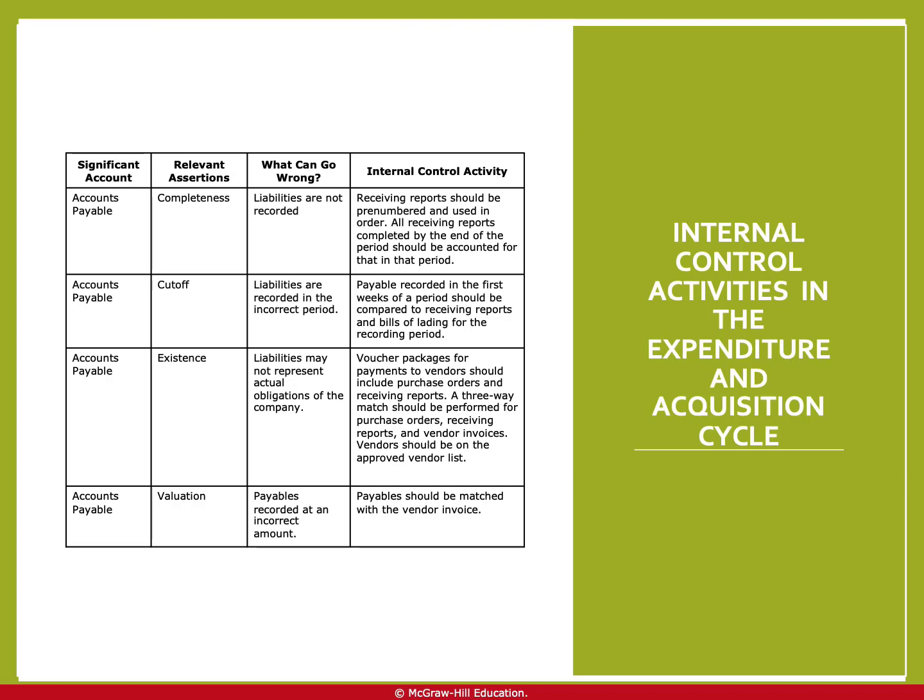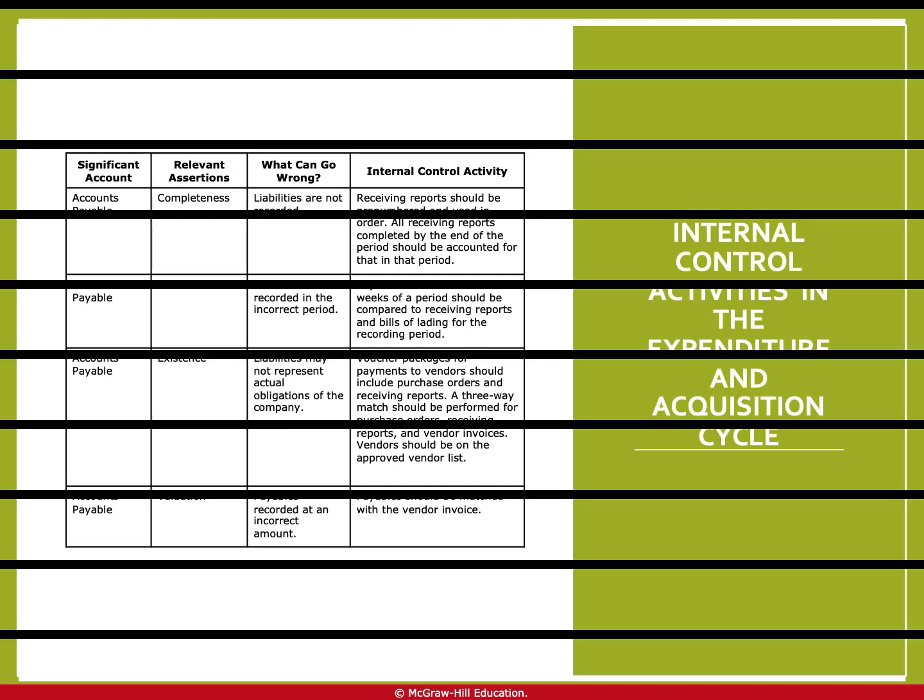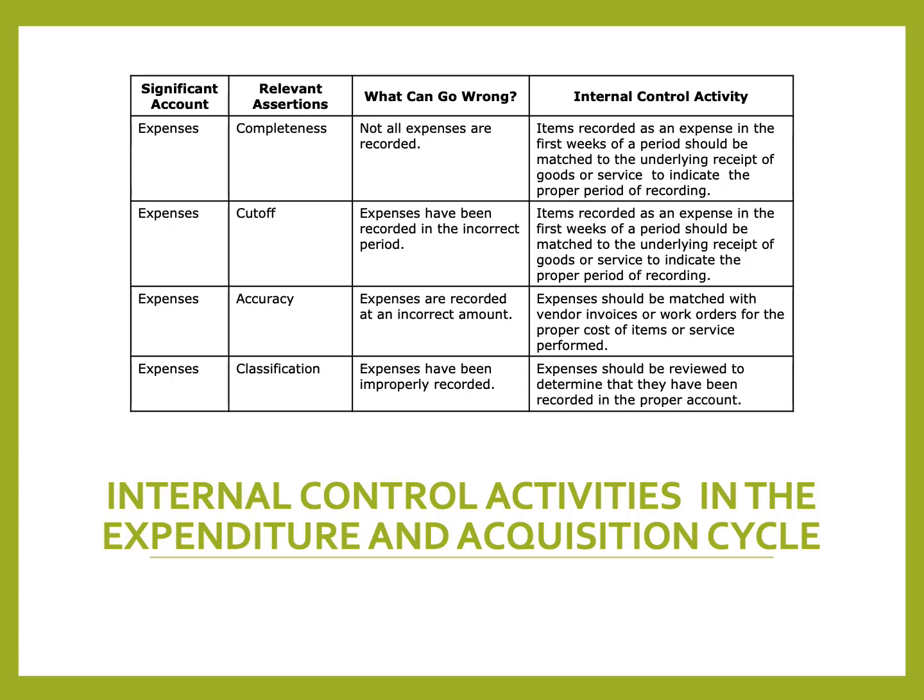These control activities help ensure the accuracy and reliability of financial reporting in the accounts payable process. Effective controls help ensure that expenses are accurately recorded, complete, and properly classified in the financial statements. Incomplete recording of expenses may lead to understated expenses in the financial statements, potentially misrepresenting the financial performance of the organization. Examples of internal controls include expense reconciliation.